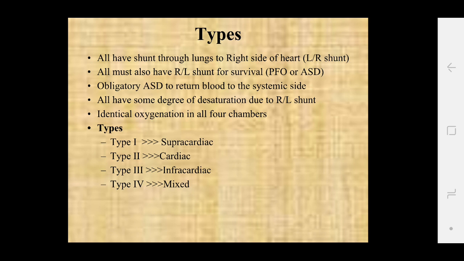So there is obligatory right to left shunt at the atrial level, and the total anomalous return itself is a left to right shunt. So left to right shunt by anomalous venous return, and right to left shunt intracardiac through the atrial septal defect. Of course, there is mixing, and the mixing occurs here in the right atrium, between the oxygenated blood coming from the lung and the deoxygenated blood coming from the systemic venous return.